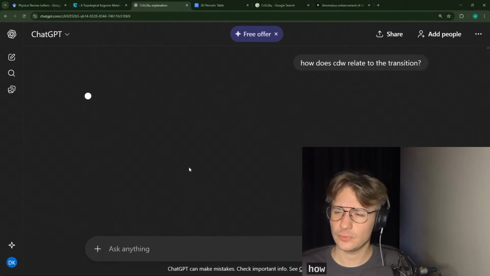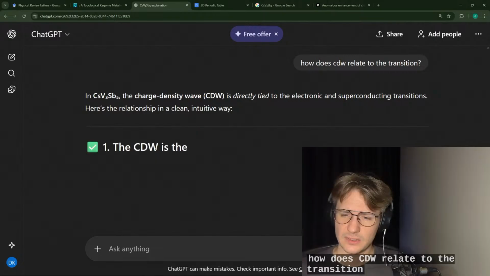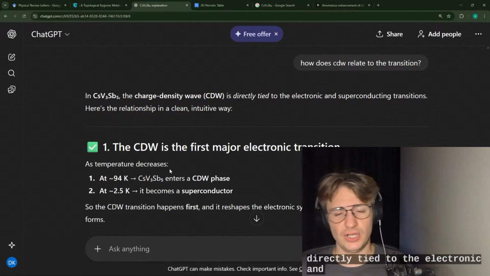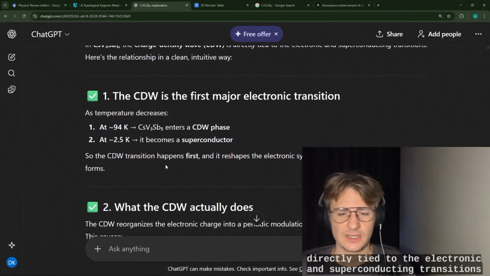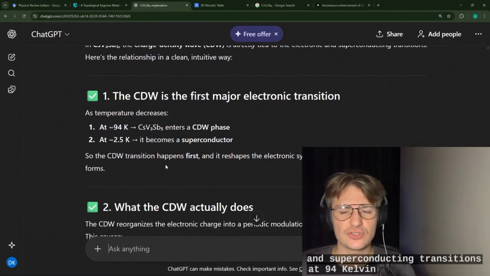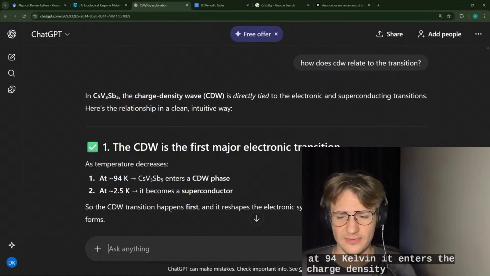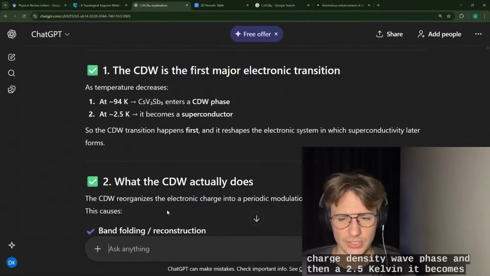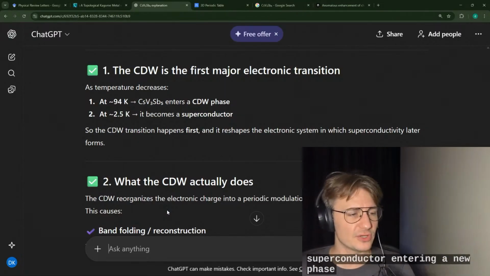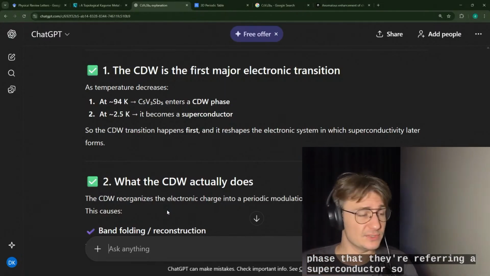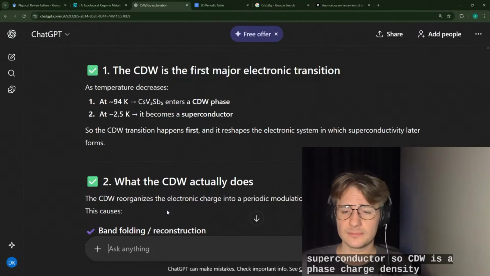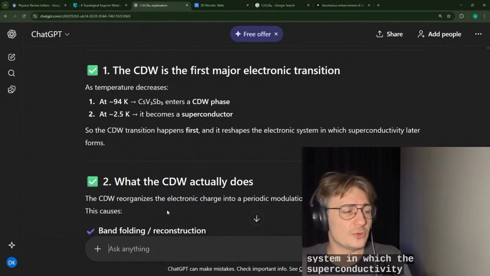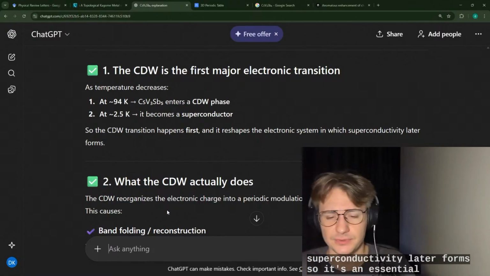How does CDW relate to the transition? The charge density wave is directly tied to the electronic and superconducting transitions. At 94 Kelvin, it enters the charge density wave phase. And then at 2.5 Kelvin, it becomes a superconductor, entering a new phase. So CDW is a phase. Charge density wave? It reshapes the electronic system in which the superconductivity later forms. So it's an essential step to get to that.